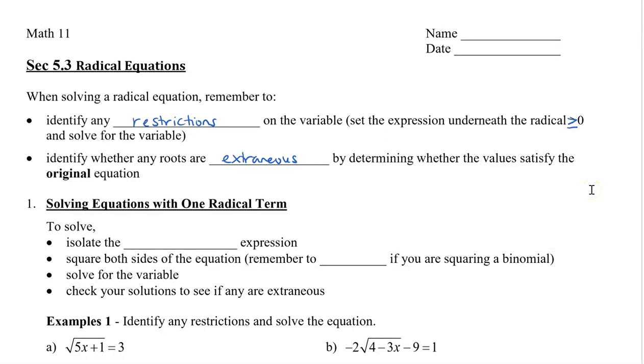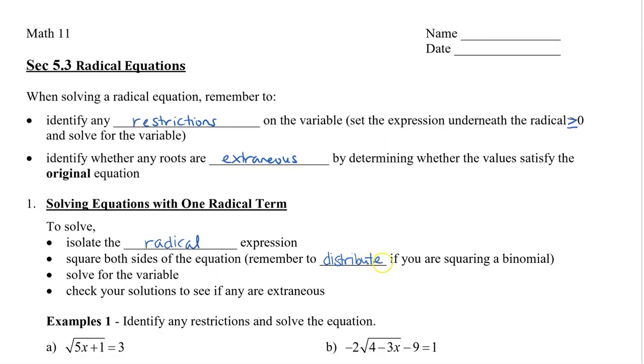We're first going to take a look at equations with one radical term. So to solve these, you're first going to isolate the radical expression. Isolating the radical means that there's no coefficient, and no number added outside of the radical. Once you've done this, now you can square both sides of the equation. So remember to distribute.